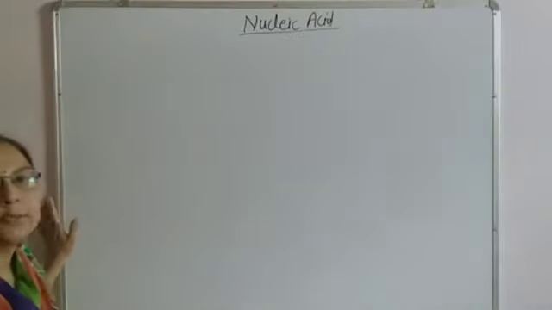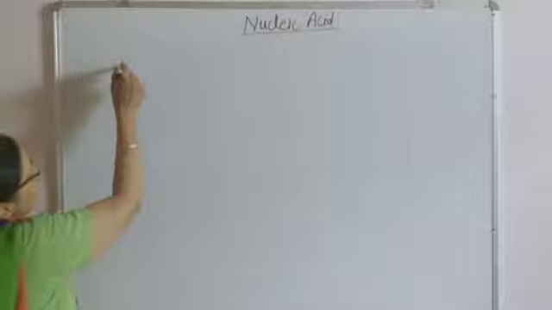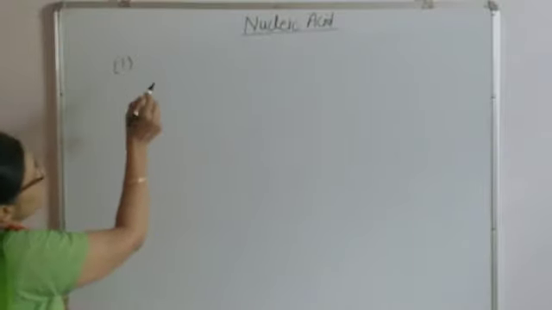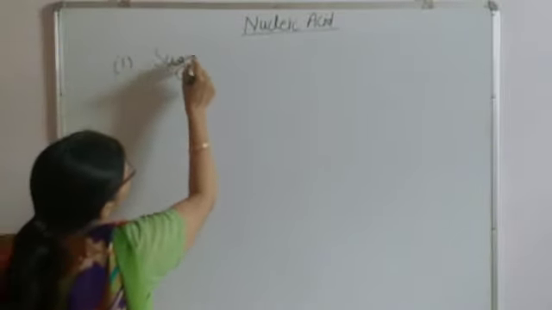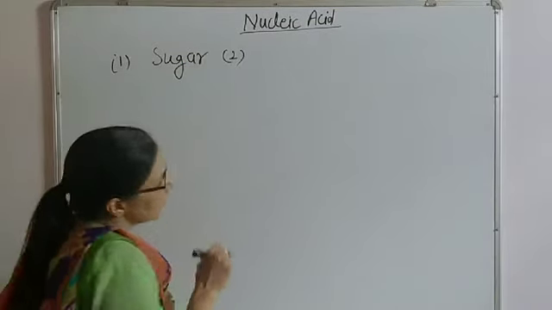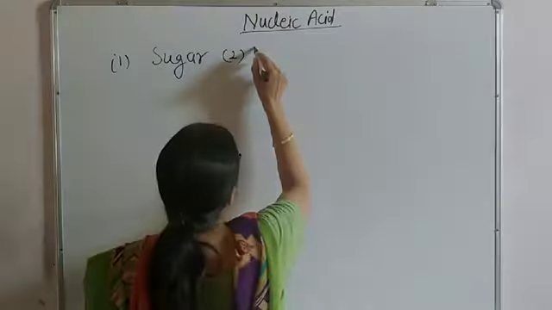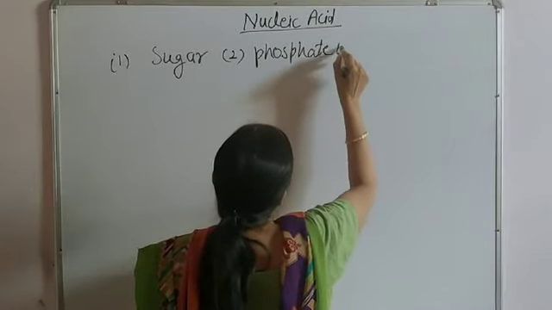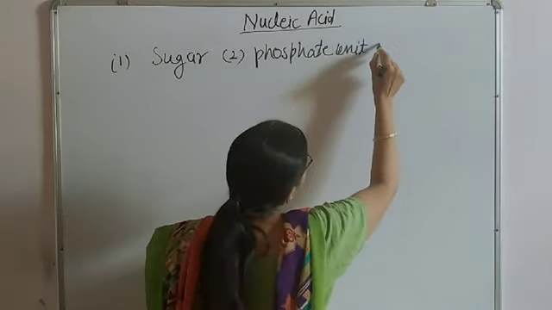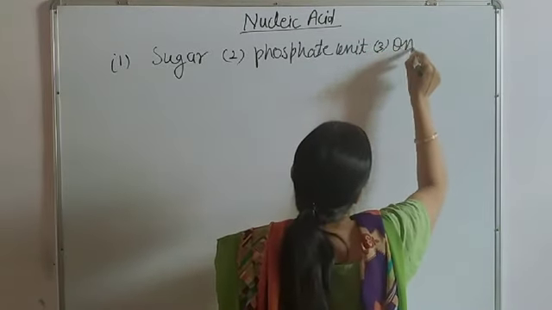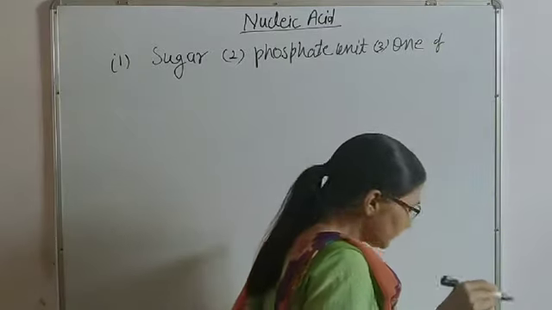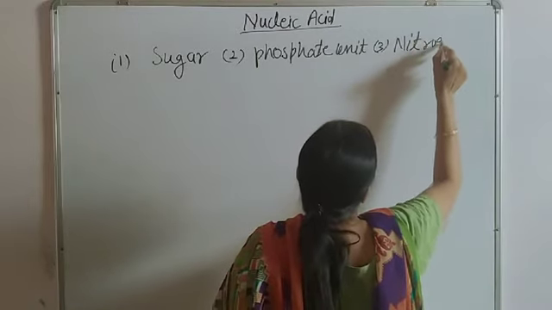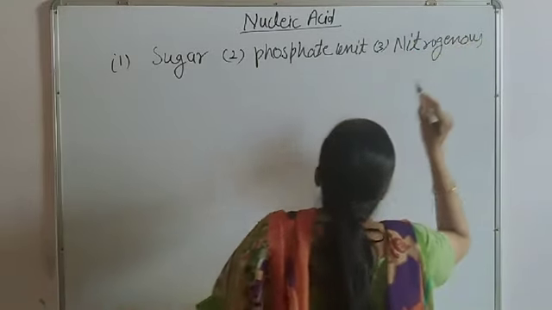When any nucleic acid molecule is hydrolyzed, three types of molecules are obtained. First, one unit of sugar, a pentose sugar. Second, one phosphate unit. And third, a nitrogenous base. We will get many nitrogenous bases.